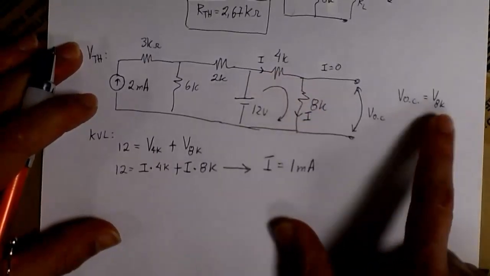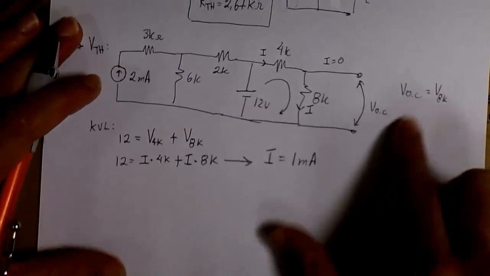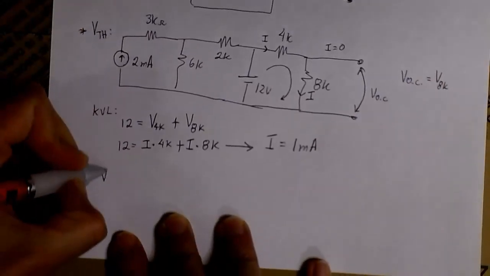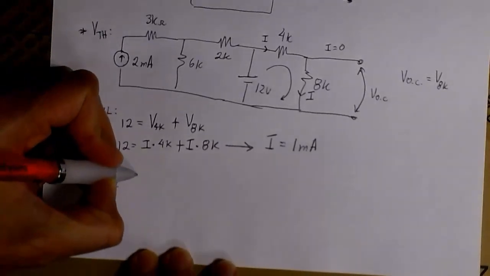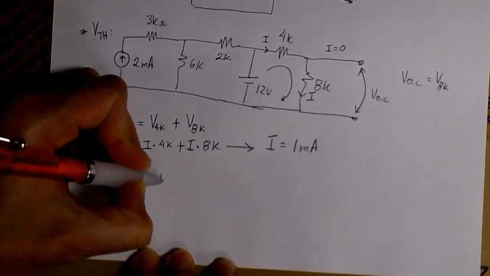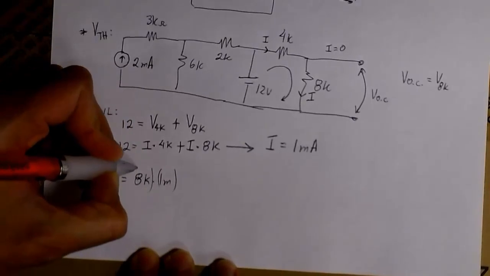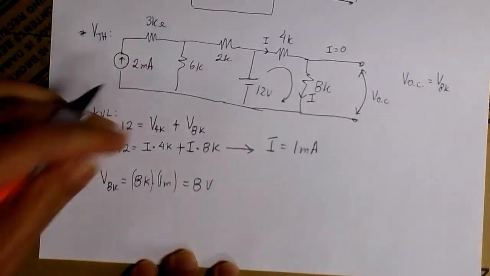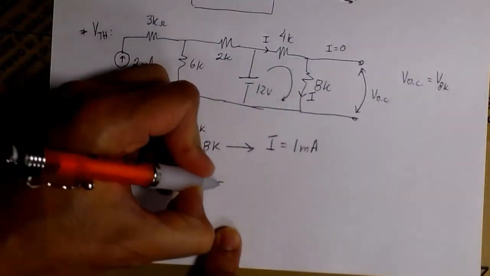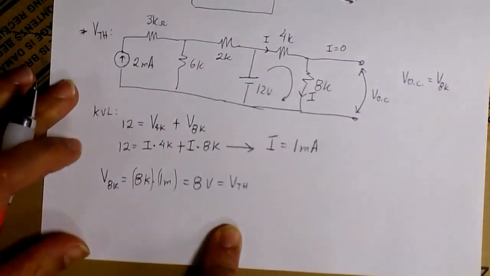Just analyzing this loop, we can easily find the current, and now we can find the volts across the 8K. And that's the current times the resistance. 8K times 1 milliamp, that's 8 volts. That's the volts across the 8K resistor, and that is V-Thevenin we're looking for.